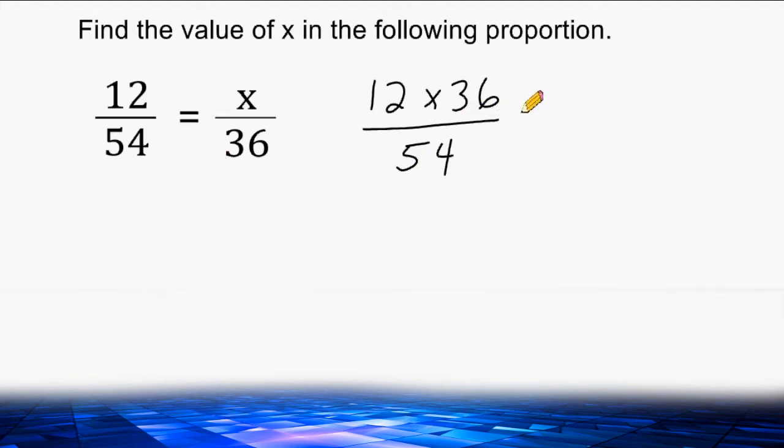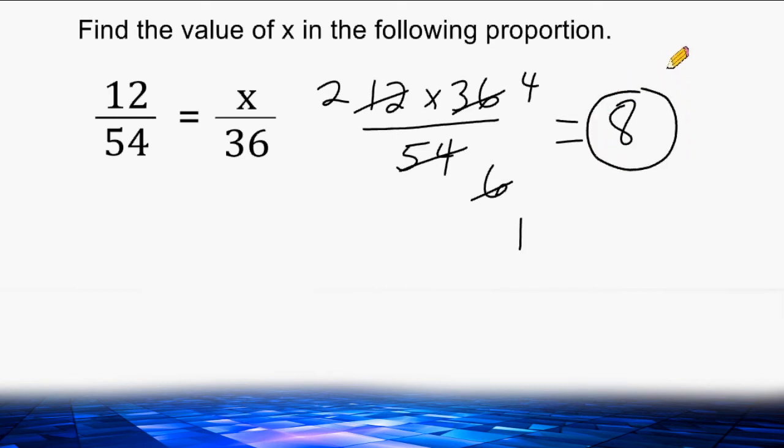So now that we have this set up, we can right away start to use cancellation to reduce this problem. So we can say that 9 goes into 36 4 times and 9 goes into 54 6 times. And then we can say that 12 and 6 can be reduced to 2 over 1, leaving us with 2 times 4, which is equal to 8, which is what we came up with in the first strategy that we used.